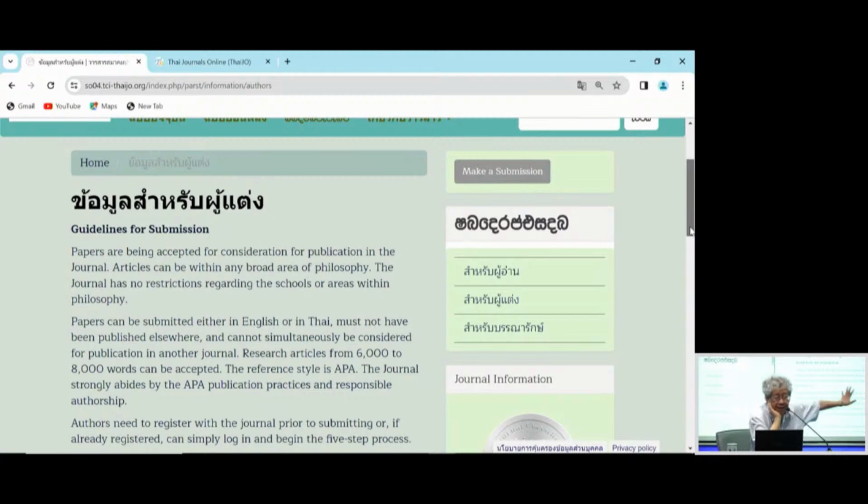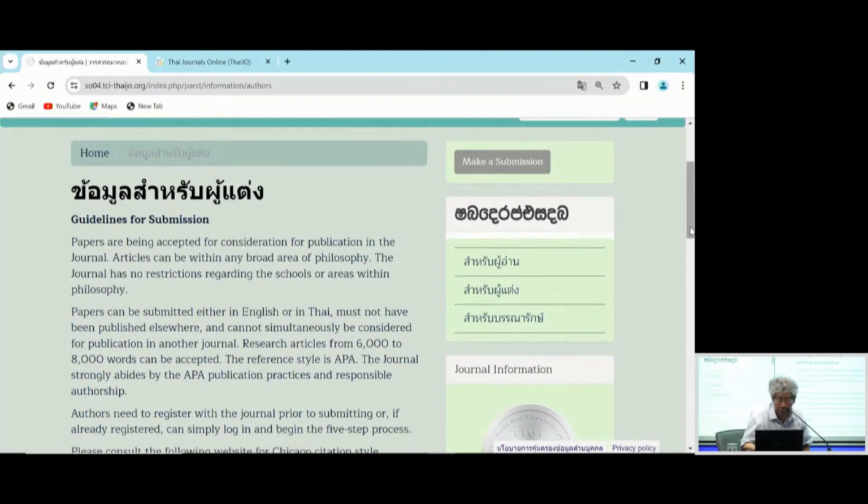So it says here, papers are being accepted for consideration of publication. Articles can be written in any broad area of philosophy. The journal has no restrictions regarding the school of thought within philosophy, as long as it's a good paper. And we have 3 peer reviewers. This is regulated by the Ministry of Higher Education. They say that in order for a faculty member to submit their articles for academic promotion, the article needs to be peer reviewed by 3 people. So articles range from 6,000 to 8,000 words, and the citation style is APA.